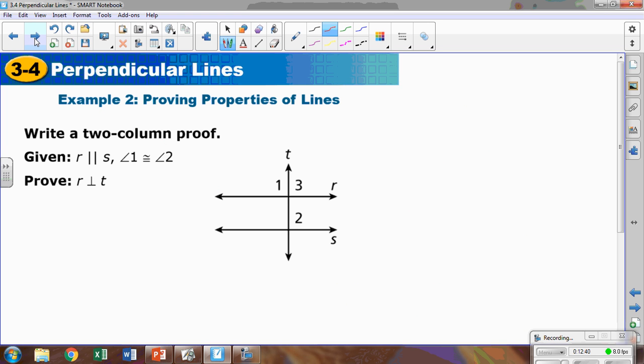Now, how could we use those? Well, let's write up a proof showing that. Here's our problem. Given R is parallel to S. Given angle 1 is congruent to angle 2. Prove to me that line R is perpendicular to the transversal.